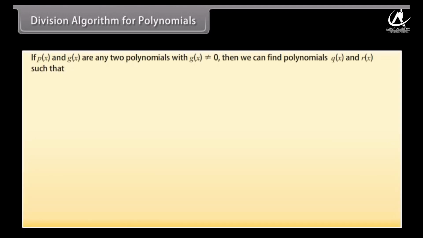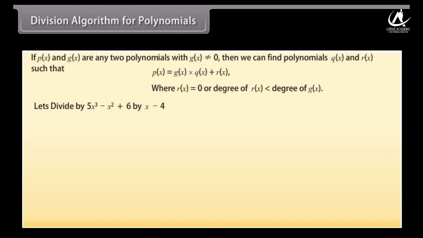Division algorithm for polynomials. If p(x) and g(x) are any two polynomials with g(x) not equal to 0, then we can find polynomials q(x) and r(x) such that p(x) is equal to g(x) times q(x) plus r(x), where r(x) is equal to 0 or the degree of r(x) is smaller than the degree of g(x). Let's divide 5x cubed minus x squared plus 6 by x minus 4.